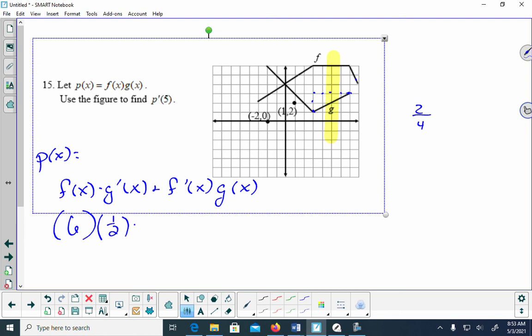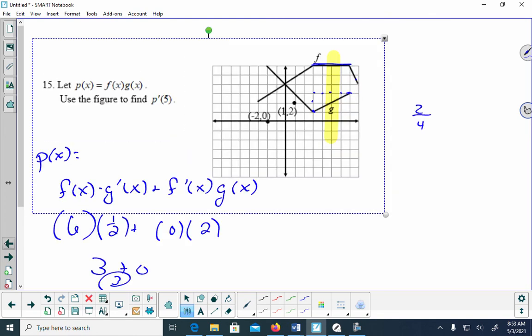And then I want to multiply by the derivative of f of x. So that's the slope. There is no rise, so my slope is going to be 0. It doesn't even really matter what g of x is because I'm multiplying by 0, but g of x is 2. I might as well put it in there. And so when I do this, I'm going to have 6 times 1/2, which is 3, plus 0. So my final answer is going to be 3.